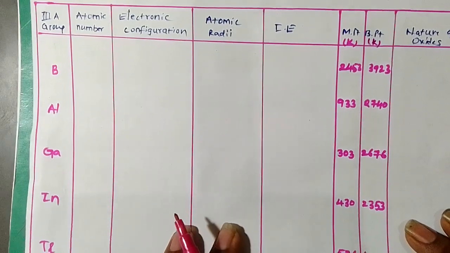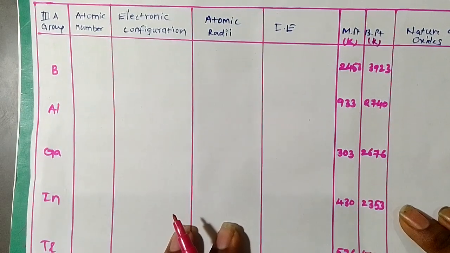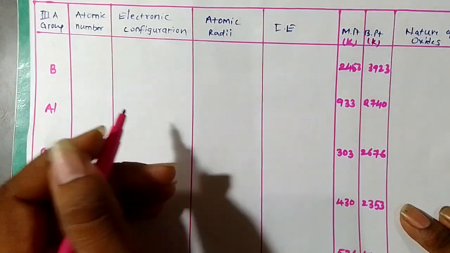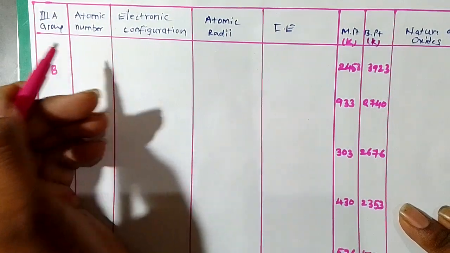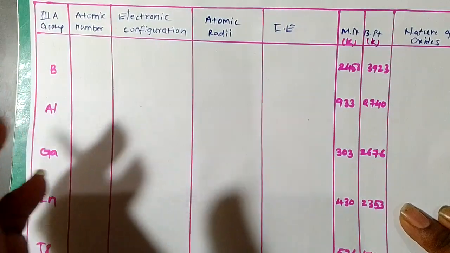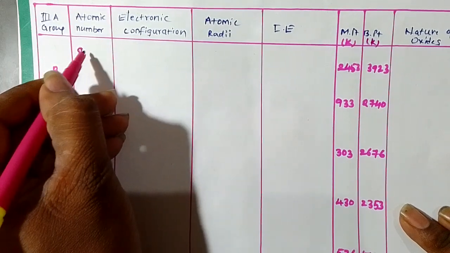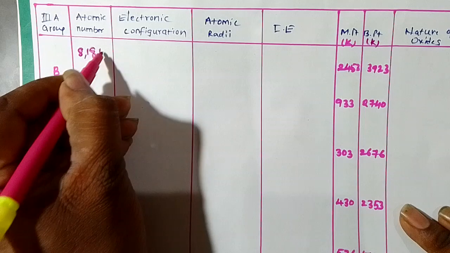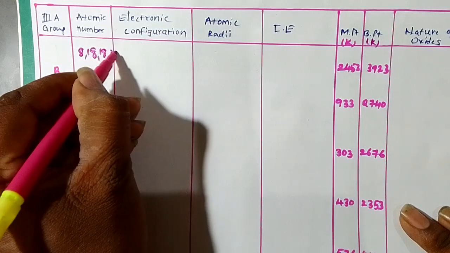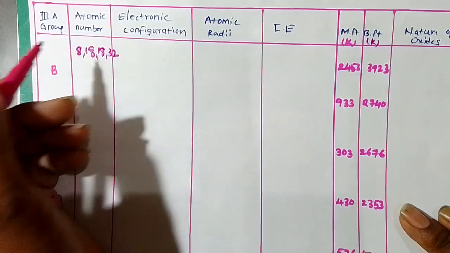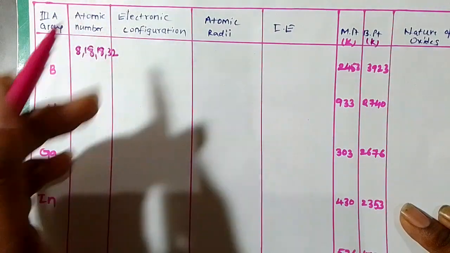Now coming to atomic number. There is no need to remember these atomic numbers. I will give a sequence. If you remember this sequence, you can write the atomic number of any element. That sequence is 8, 18, 18, 32.